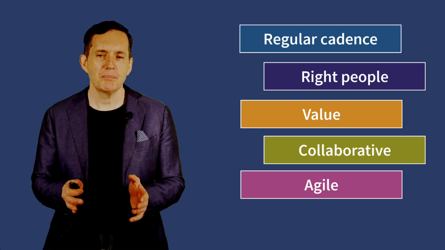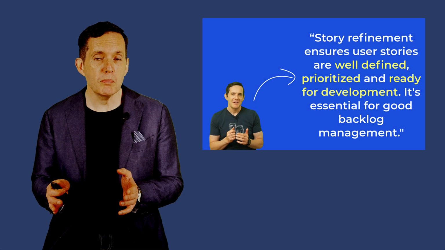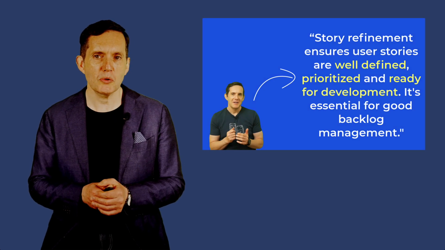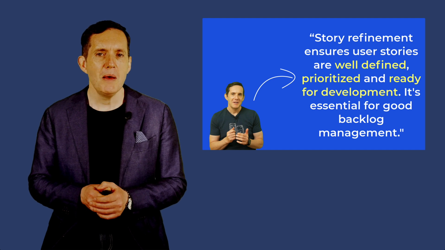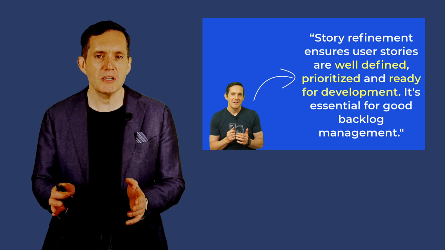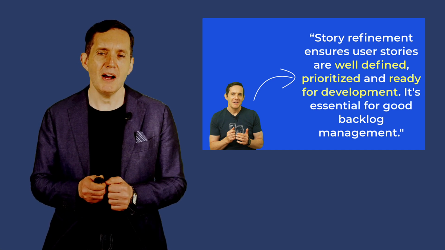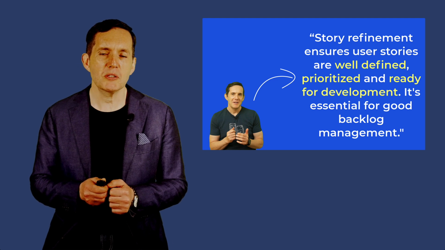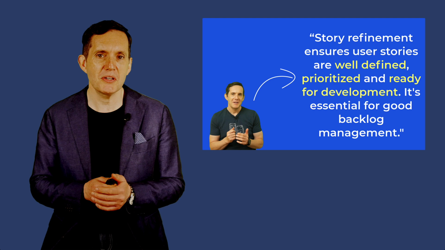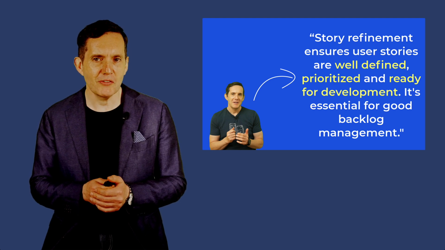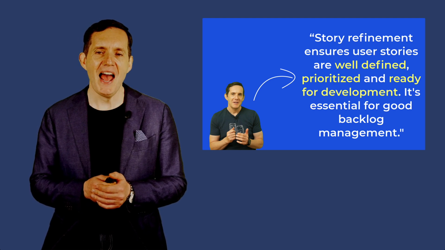So to wrap this up, story refinement is an essential practice in Agile that ensures user stories are well-defined, prioritized, and ready for development. By regularly refining stories, teams can improve clarity, enhance quality, and ensure smooth sprint planning. Embrace story refinement as an ongoing process and watch your Agile delivery become more efficient and more effective.